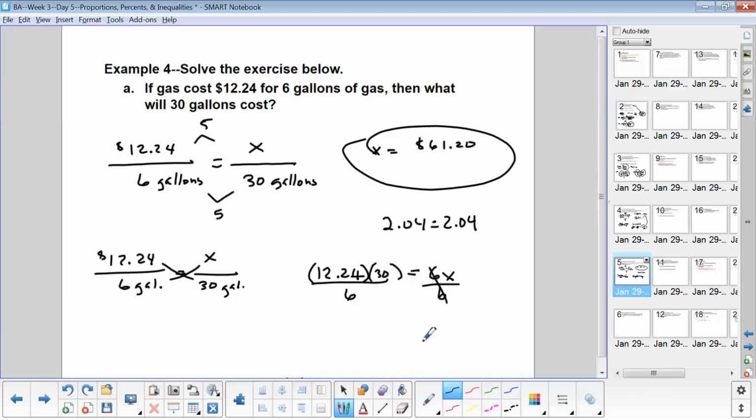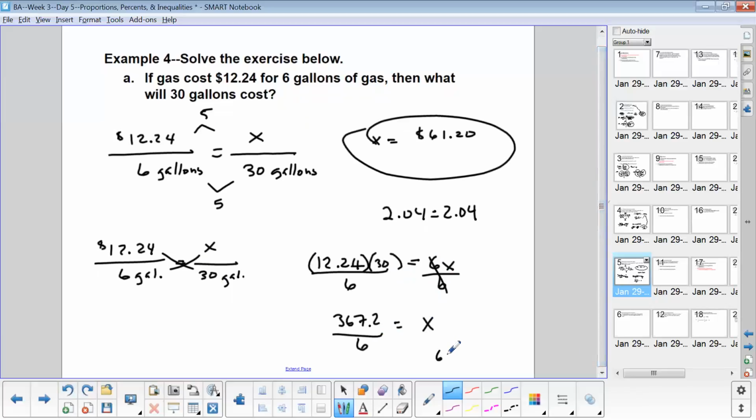So this goes to 1x, and if you take the $12.24 and multiply it by 30, you get 367 2/10, and if you divide that by 6, you get the 61 20/100, which would be a dollar amount. So you get the same thing. Notice again, I stayed with dollars to gallons, so I have to be consistent dollars to gallons.